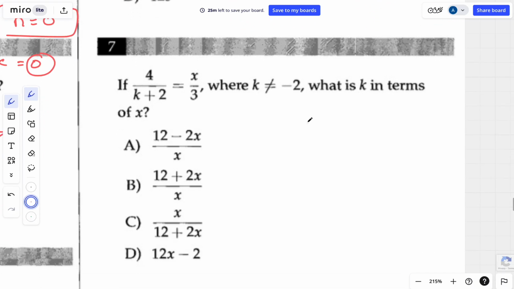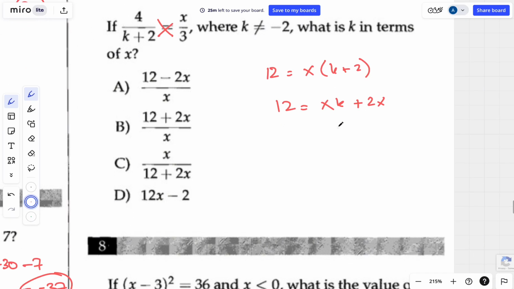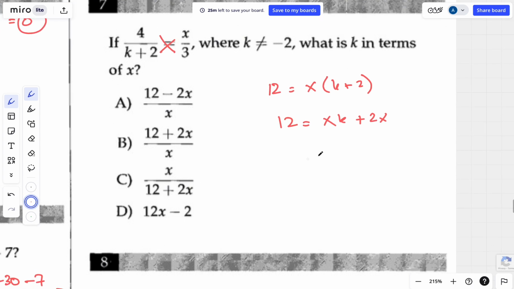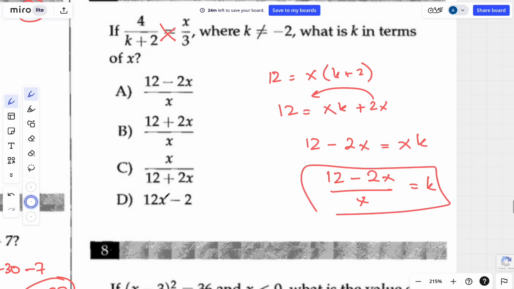Question 7. We need to find k in terms of x. So we'll cross multiply. 3 goes up to 4, and this goes up to x. 3 times 4 is 12, is equal to x times k plus 2. We expand this, we get xk is equal to 2x. We need to find k, so 2x goes on the left side. 12 minus 2x is equal to xk, and then this x can come down to the left. So 12 minus 2x over x is equal to k. That would be your answer.